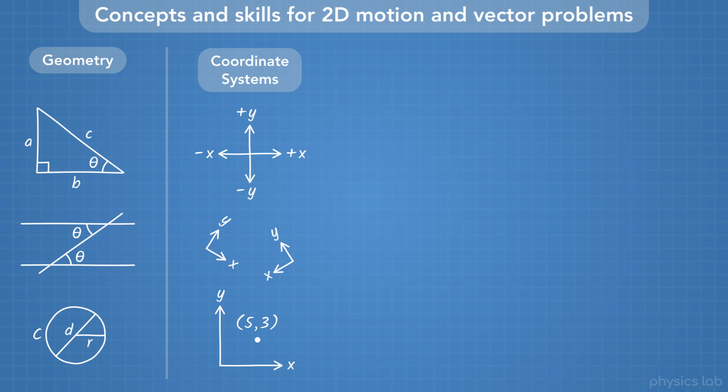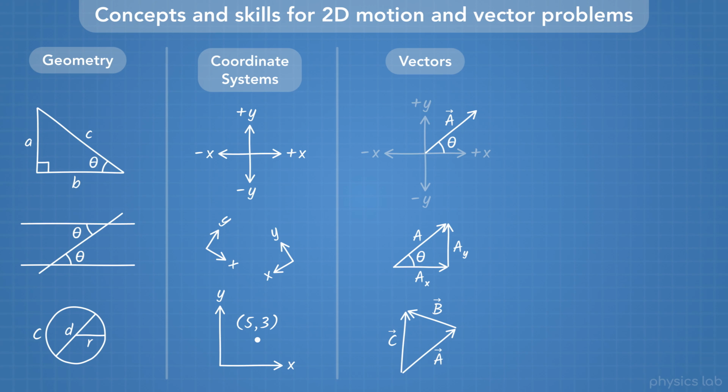Next, we need to be familiar with coordinate systems. We usually use a Cartesian coordinate system, and we label the axes as x and y, each with a positive and negative direction. For some problems, we need to work with axes that are rotated or even flipped. We also need to know how to use coordinates to describe the position of a point or an object within a coordinate system.